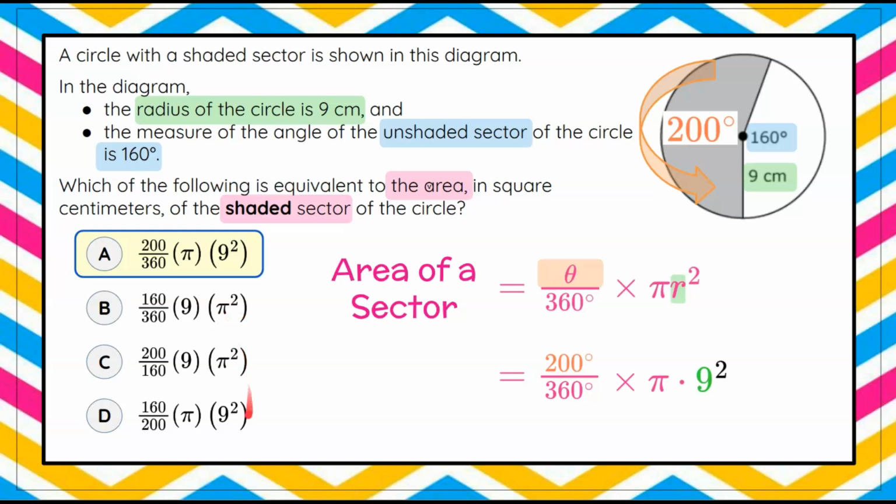We can see that B and D, they are finding the area here of the unshaded section, and we have to do the shaded. And they also reversed that they put pi in for the radius instead of 9. And then over here, they have the right angle sector, but they didn't divide by the whole circle. They did just the other section. So answer choice A it is.